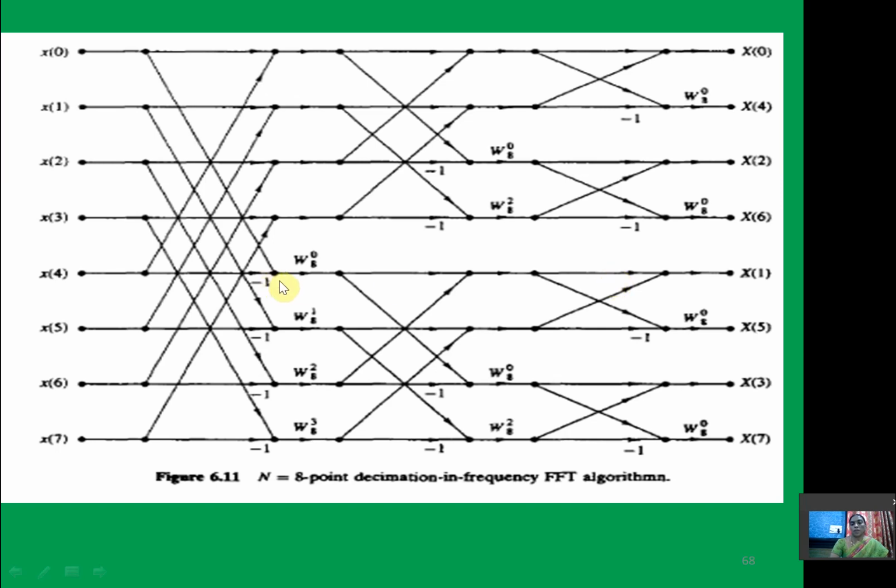That is the complete reverse procedure of the DIT FFT. In the DIT FFT this type of butterflies are here, and this is here, so the middle is the same. So this is nothing but the DIF FFT. Based on this also, you can get the same computational complexity as we have seen in the DIT FFT.